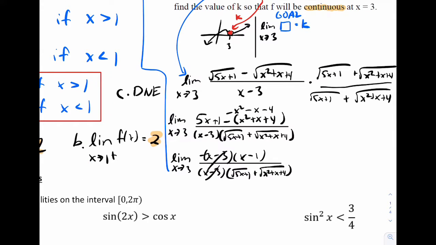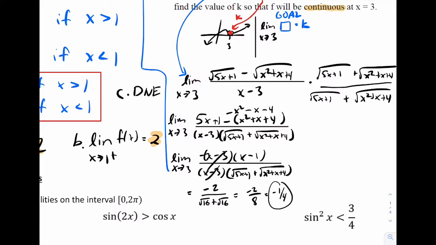And now I can plug in 3. So if I plug in 3, I'm going to get negative 2 on the top. And then that's going to be root 16 plus root 16, and that works out pretty nicely. That's negative 2 over 8, which is negative 1/4. So there's your limit. And now, take a look at our goal right here.